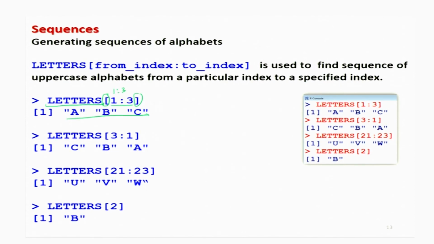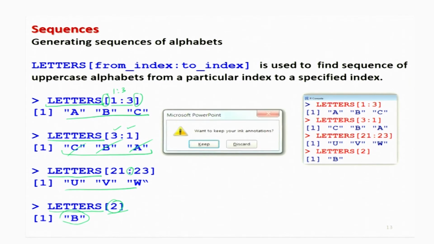Similarly, if I want to go in the reverse direction, I type LETTERS and 3:1. This gives me three alphabets in reverse order: the 3rd position, 2nd position, and 1st position, that is C, B, and A. If you want the alphabets at locations 21 to 23, you write LETTERS in uppercase and then 21:23, and it gives you U, V, and W. And if you want the alphabet at location number 2, you give LETTERS with 2 inside the square brackets, and it gives you capital B, which is at the 2nd location.